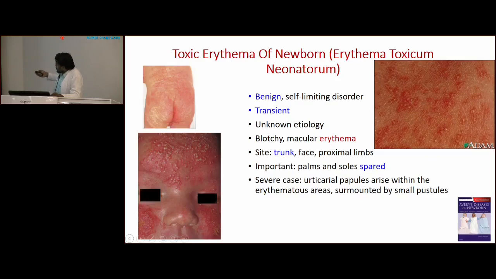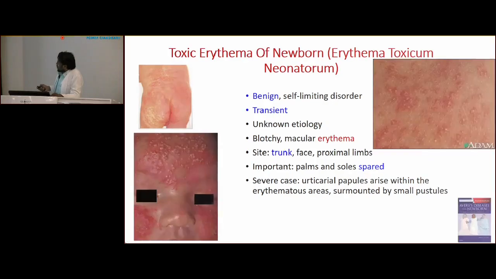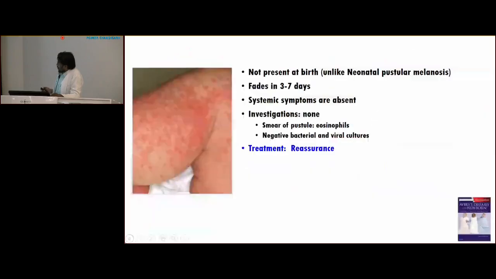And histopathologically also, they are different entities. Most importantly, they are not present at birth, they fade away at 3 to 7 days, and systemic symptoms are absent. And the smear is negative. A smear shows eosinophils, and there is no infection growing. So the treatment or advice which we give is reassurance. We tell the parents that they shouldn't worry, these rashes fade away.